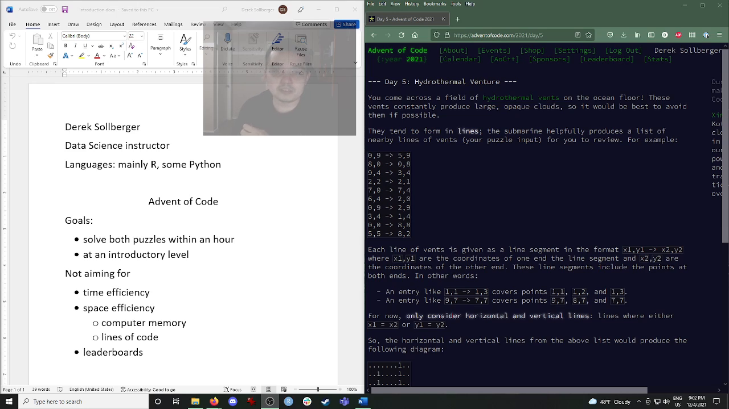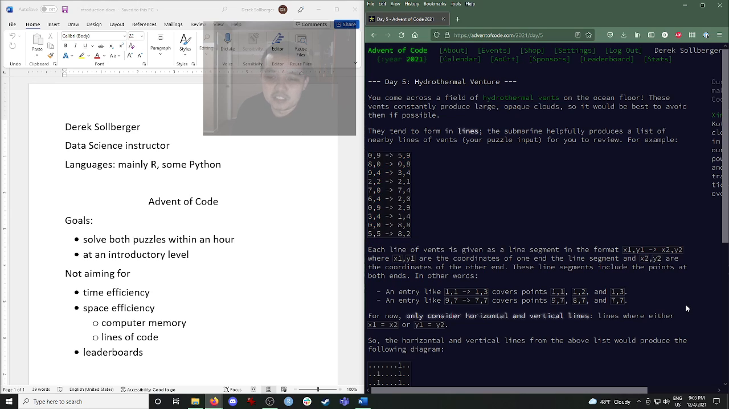Usual introductions on the left side of the screen, and I'm going to start reading off the prompt on the right side of the screen. Day 5, Hydrothermal Venture. You come across a field of hydrothermal vents on the ocean floor. These vents constantly produce large, opaque clouds, so it would be best to avoid them if possible. Remember that we're in a submarine, of course. They tend to form in lines. The submarine helpfully produces a list of nearby lines of vents, that will be your puzzle input, for you to review. For example, we have these coordinates.